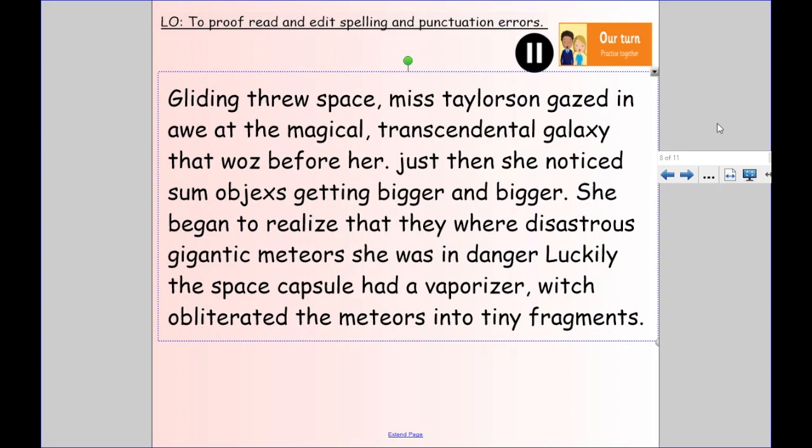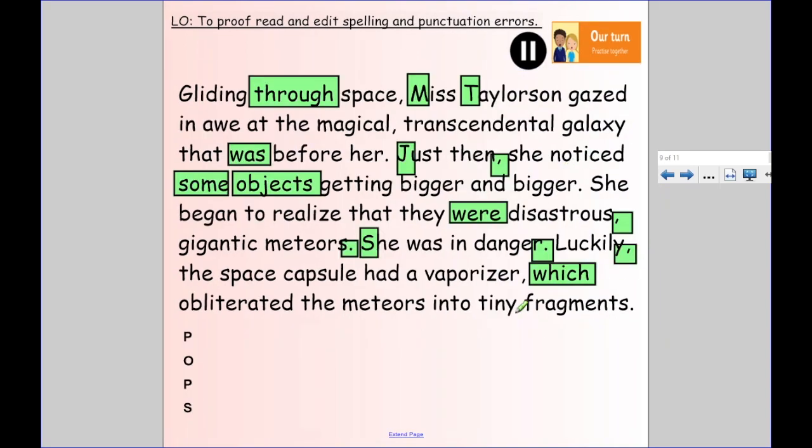Welcome back, Year 5. How'd you get on? Let's take a look at the answers. As you can see, I have put green boxes around the different bits of punctuation, spelling and the capital letters that you should have noticed in the paragraph. "Three" was spelled incorrectly. There was no capital letter for Miss Taylorson. "Was" was spelled incorrectly. There was no capital letter here after the full stop and no comma after "just then", which is the front of the verb rule. "Some" and "objects" were spelled incorrectly, as well as "were".